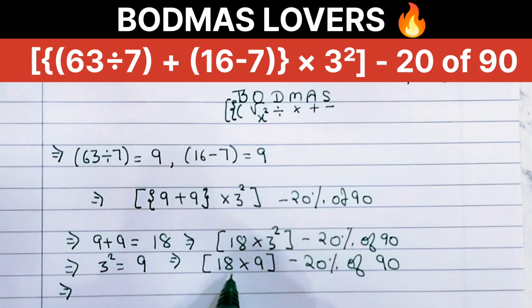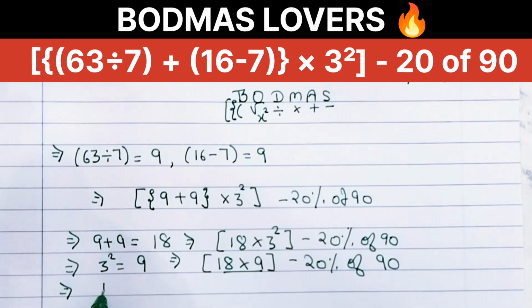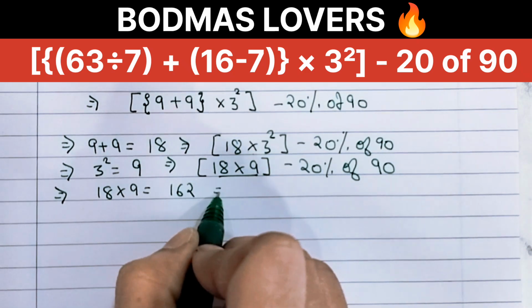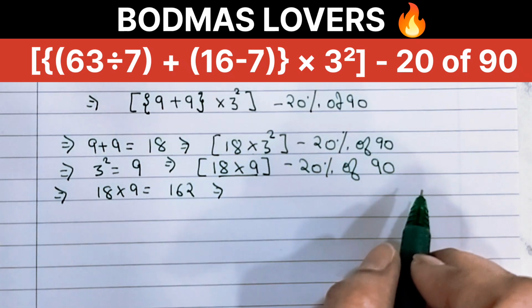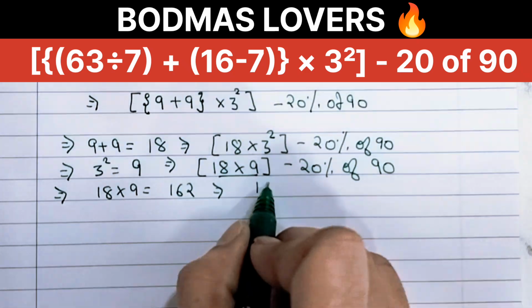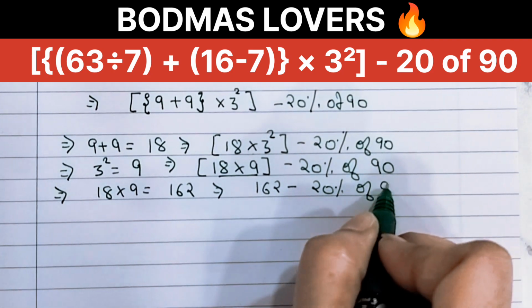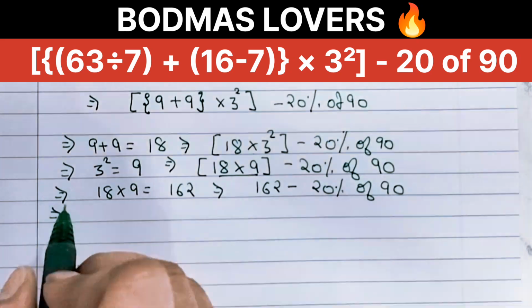Complete the square brackets. Now in the square brackets there is multiplication, calculate 18 multiplied by 9 and we get 162. According to this step, clear the final bracket layer completely, and now the current expression becomes 162 minus 20% of 90. Move to the next step.